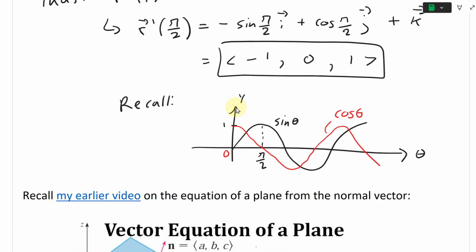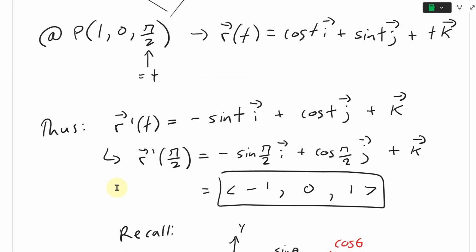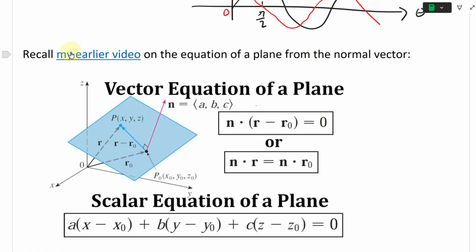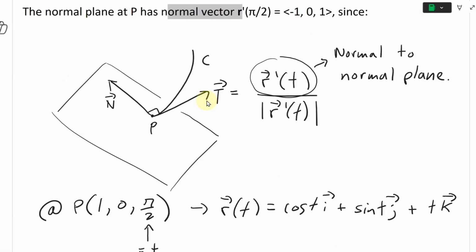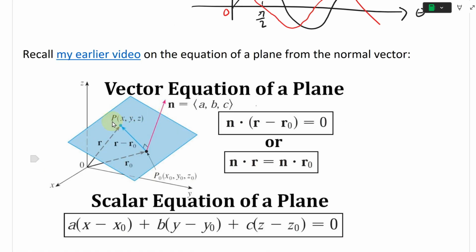All right, so now that we have the vector normal to the normal plane, we could find the equation of the plane using, recall from my earlier video, there's a link to it, on the equation of a plane from the normal vector. So a vector equation of a plane, if you have a normal vector n, and then you have the position vector r up to any point x, y, z, point P, and then this is the initial point P naught. That's the one we actually are starting off with. P naught is going to be our 0, 1, pi over 2. And we go to just a generic one, x, y, z.